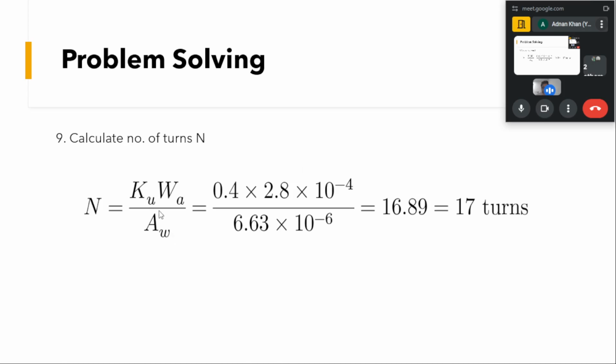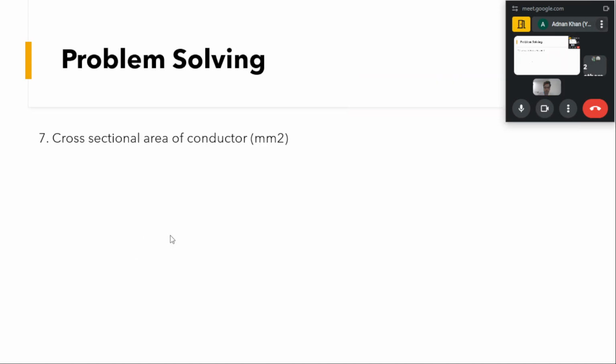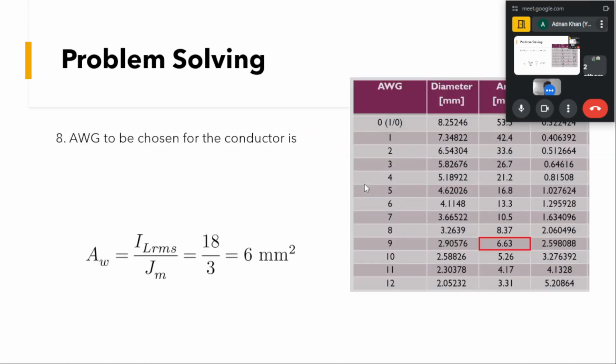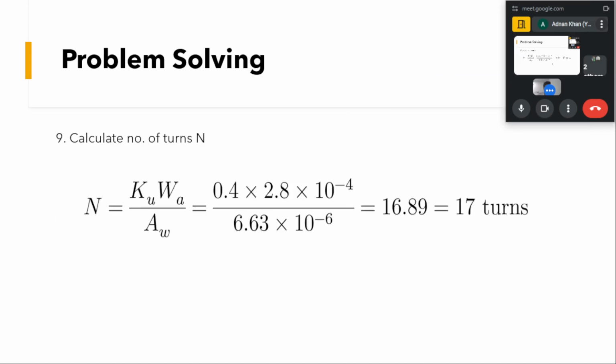So n will be given by the window utilization factor times window area divided by the AWG area. So we have seen the window area for this core to be equal to 2.799, that is equal to 2.8. So window area is 2.8 into 10 raised to the power, as I said earlier, this was in centimeters.